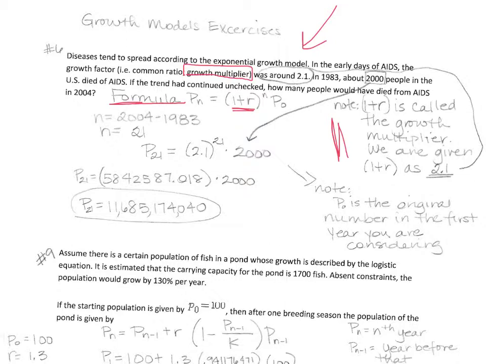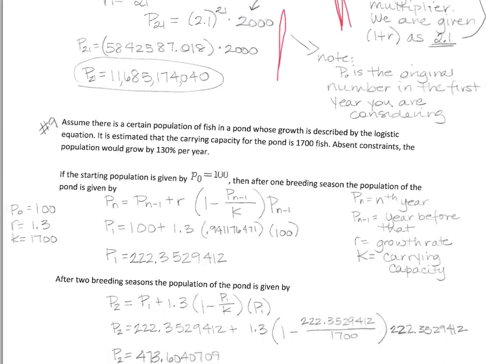And when we do that out, we find out that it would have been 11,685,174,040 people. Whoops. Not what I wanted to do there.